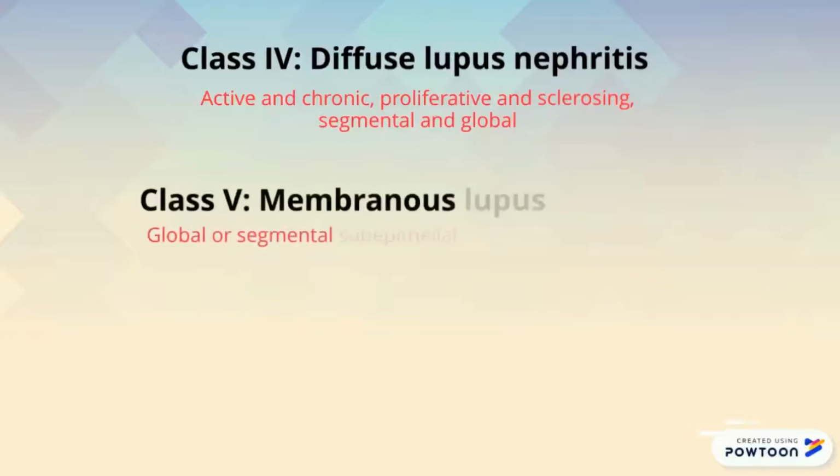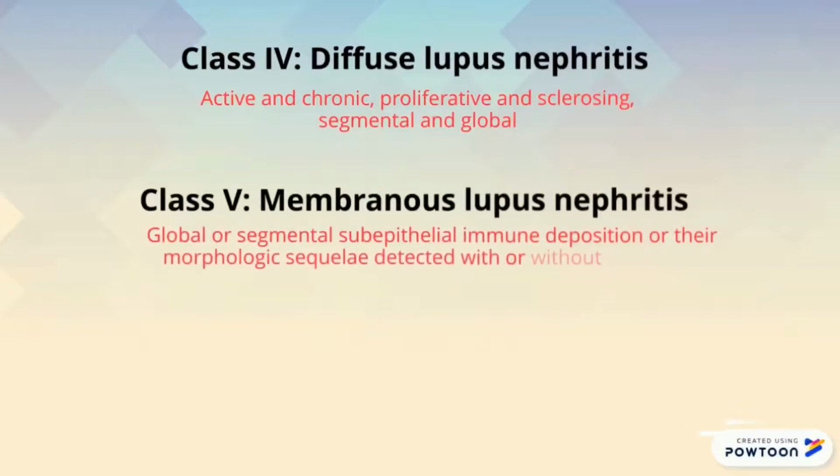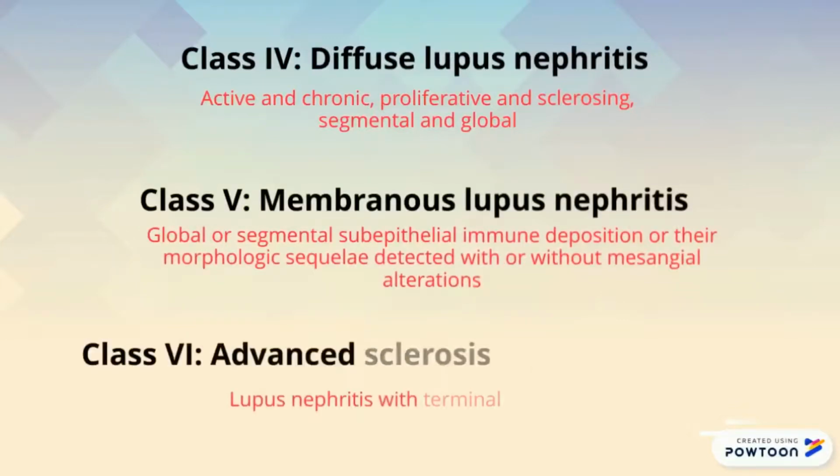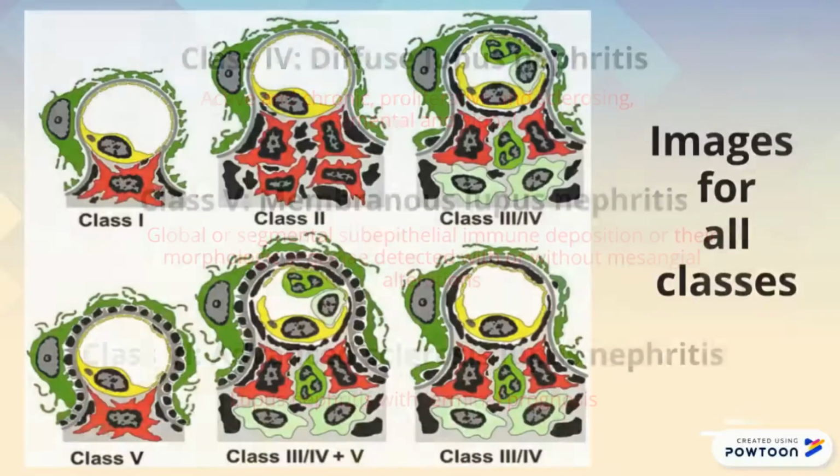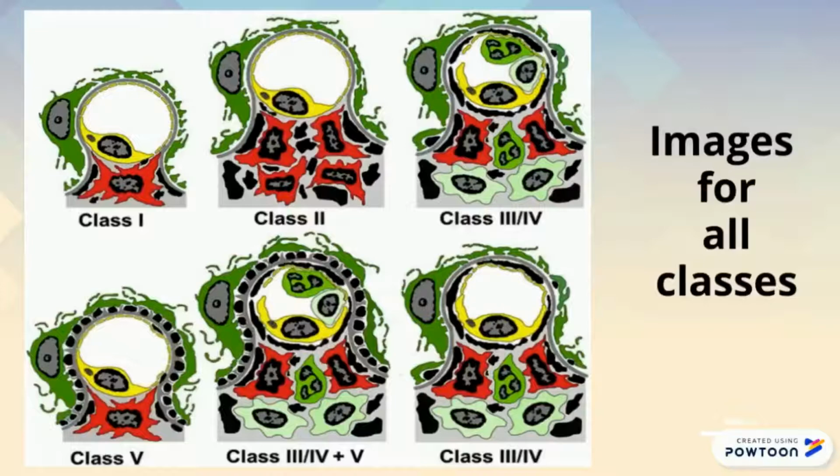In Class 5, membranous lupus nephritis. In Class 6, advanced sclerosis lupus nephritis. This is the overall image of all classes.